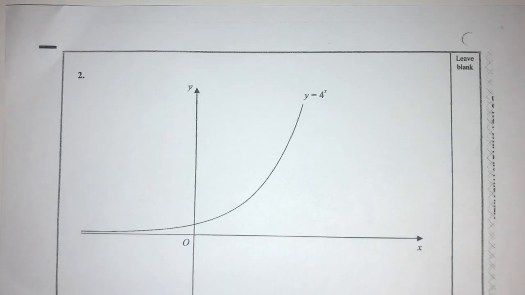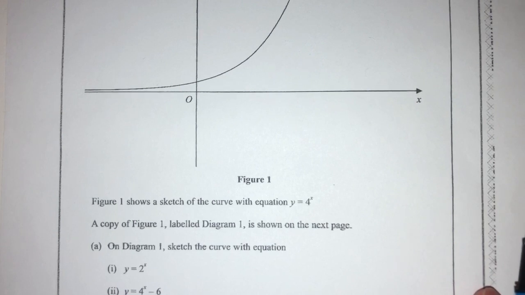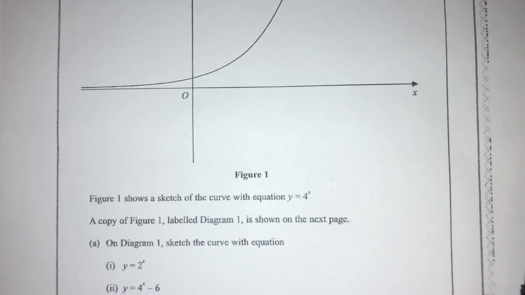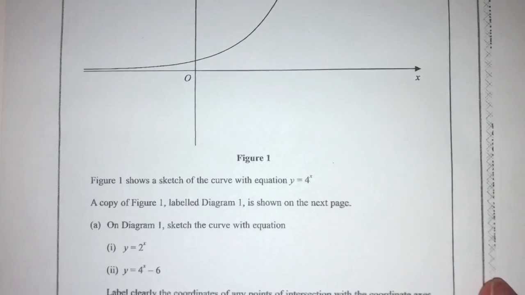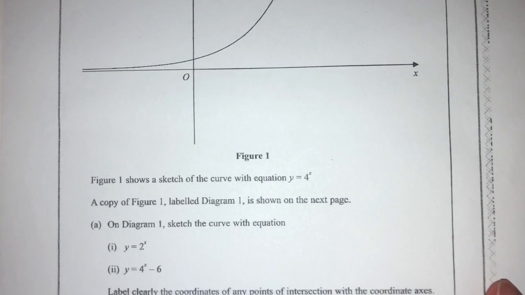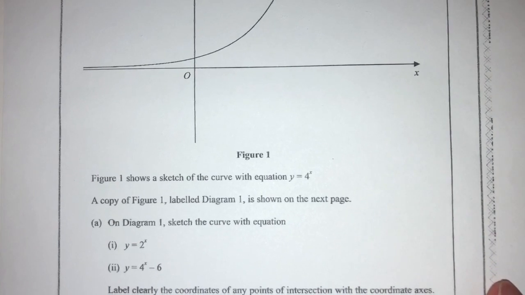Okay, so let's move on to question number 2. So here we do have a curve, as you can see, y equal to 4 power x. Now, a copy of the same curve is given to you on the next page. Okay, so question number 1, part A. On this diagram, we need to sketch the curve with the equation y equal to 2 power x.